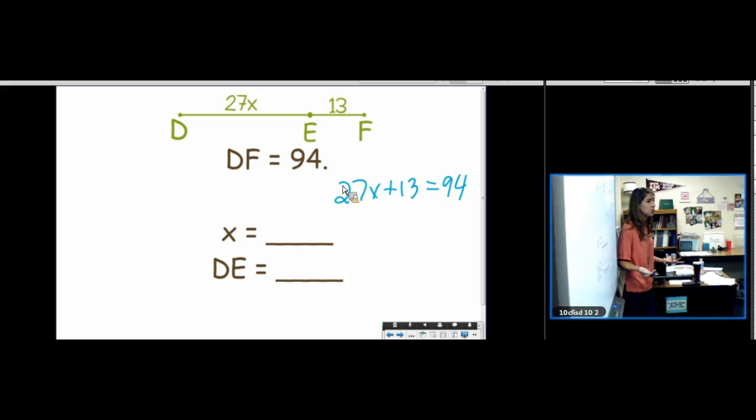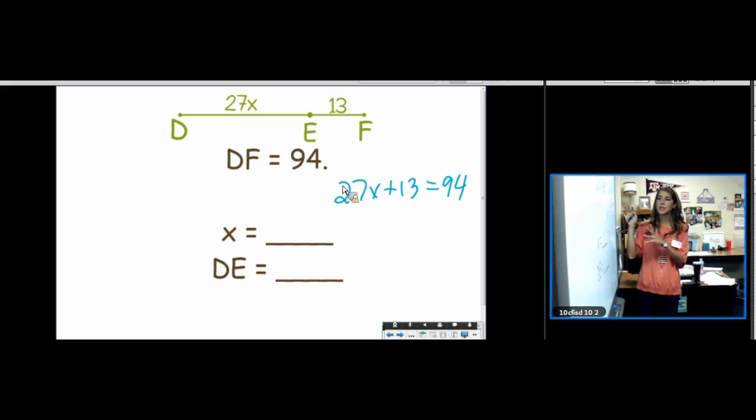Your test is multiple choice. So guys, you can also use test-taking strategies. What can you do with your answer choices? Take A and plug it in. Does it equal 94? Yes or no. If it doesn't, try B. You can use your answer choices. It's multiple choice in this class.